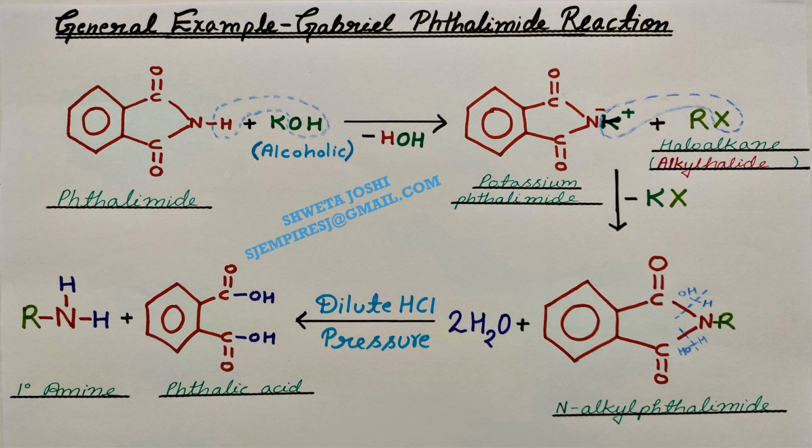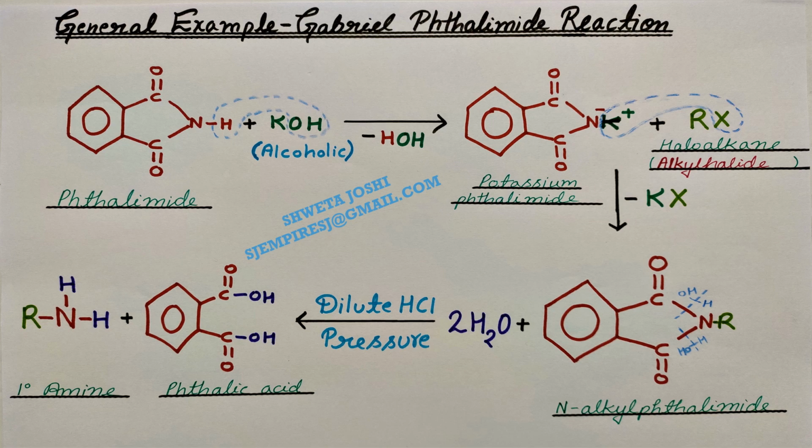Now covering general example of Gabriel-Phthalimide reaction, we are going to react phthalimide with alcoholic solution of KOH. After the reaction, H part of phthalimide and OH part of alcoholic KOH will be removed in the form of HOH, that is water. Potassium will attach to phthalimide forming potassium phthalimide. Then potassium phthalimide is reacted with haloalkane, which is commonly known as alkyl halide. After the reaction, K part of potassium phthalimide and X, that is halogen part of alkyl halide, is removed in the form of potassium halide, that is KX.